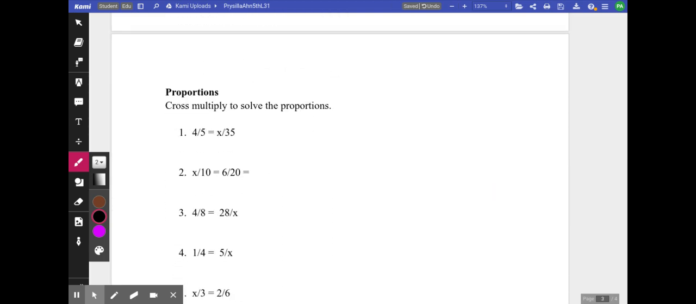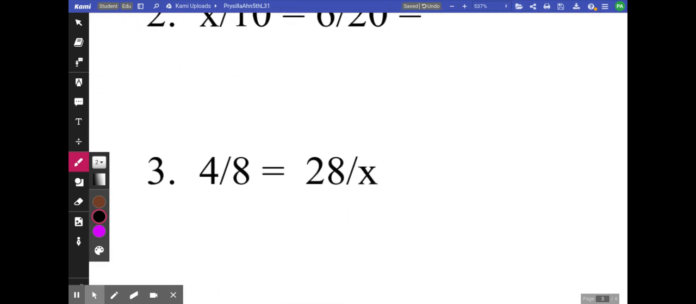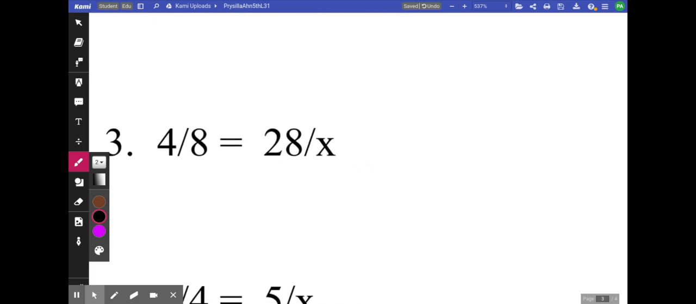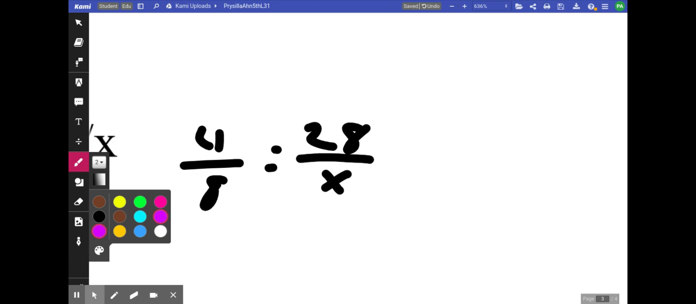Now we're going to be looking at cross multiplying. What do we use cross multiplying for? We use it to find an x, or isolate, which basically means to get x alone. So let's look at number 3, for example. 4 over 8, and the equal sign is very important to keep. So how do we do this? We literally multiply across. The x and 4 cross each other, and 28 and 8 are across each other.